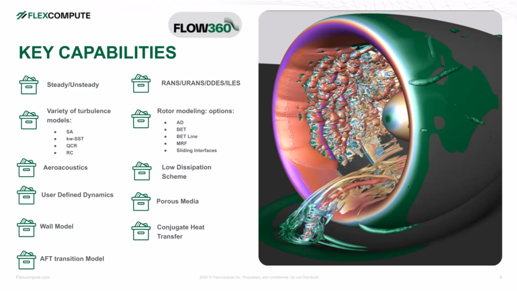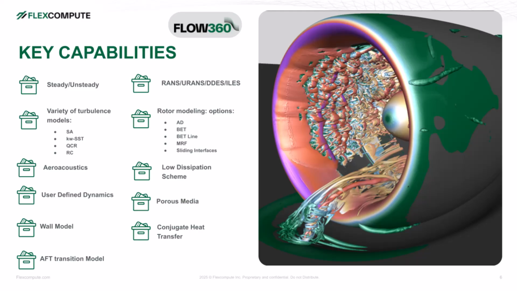Now covering key capabilities of Flow360. We support steady and unsteady cases, RANS, URANS, DDES, ILES, and ZDES, which is zonal DES. Turbulence models include standard SA and K omega SST, with QCR and rotation and curvature corrections available.